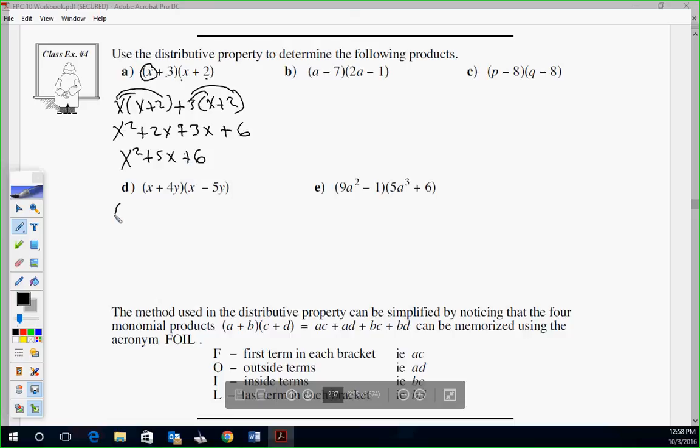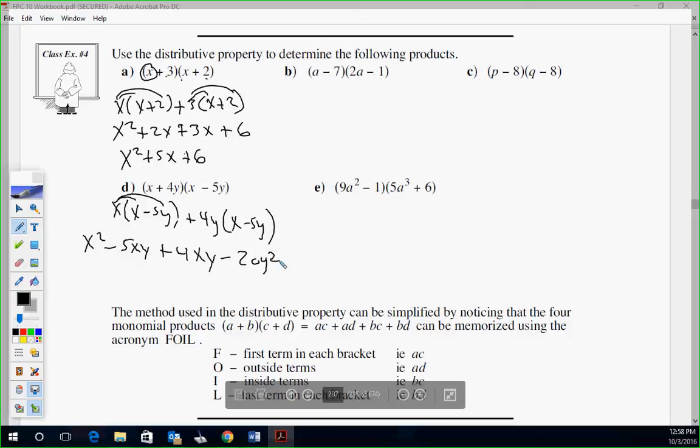Okay, so D would be x times x minus 5y, 4y. Good. So we distribute: x squared minus 5xy plus 4xy, right there, minus 20y squared. I can combine the middle there.